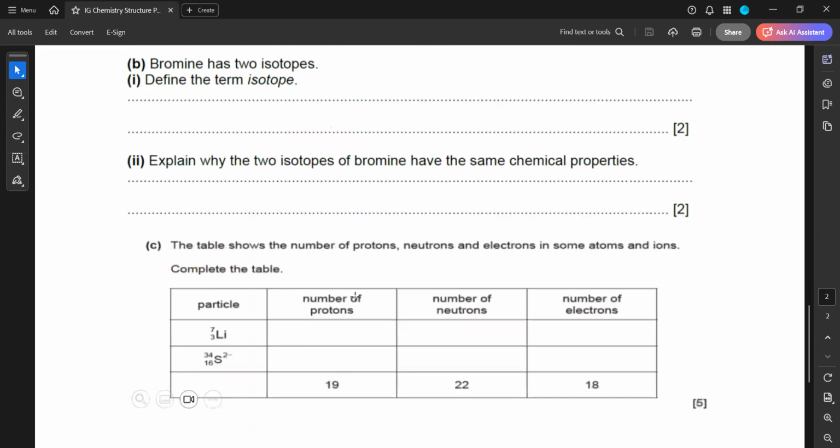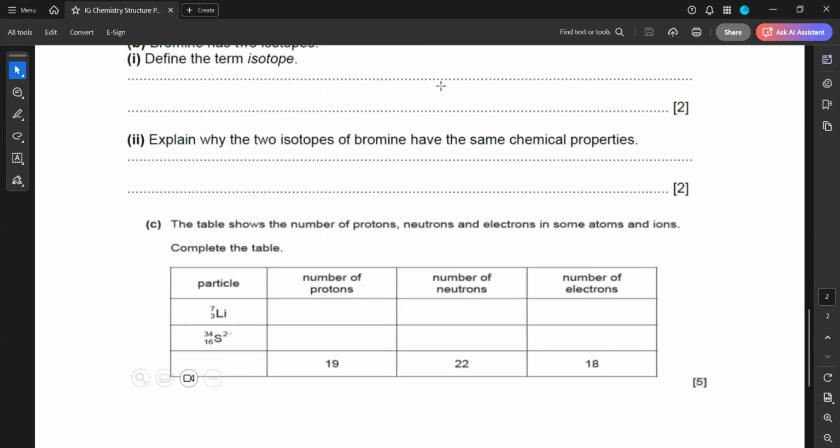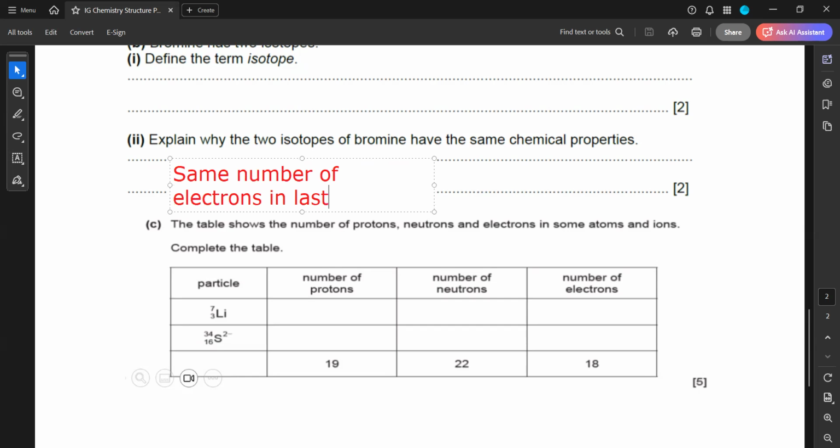Explain why the two isotopes of bromine have the same chemical properties. The chemical properties depend on the number of electrons in the last shell, because they have the same number of electrons in the last shell. Or you can also say the valence shell.